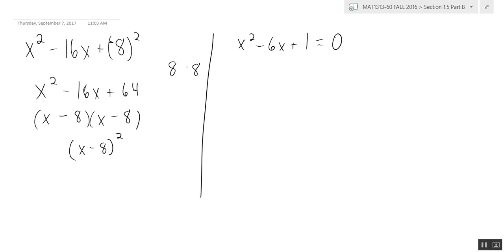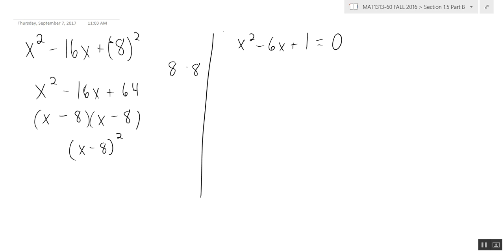Now, you need to have a couple of things going on in the problem to be able to complete the square. One thing that has to be there is you have to have a 1x squared. If you don't have a 1x squared, then there's going to be something you're going to have to do in the problem before you even try to complete the square. So as long as you have a 1x squared, you can solve the quadratic equation by completing the square.